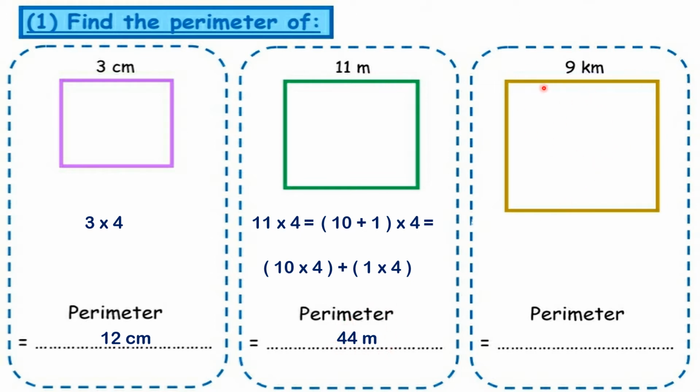I have here one side of a square is 9 kilometers. So the perimeter is 9 by 4. 9 by 4 will give you 36 kilometers.